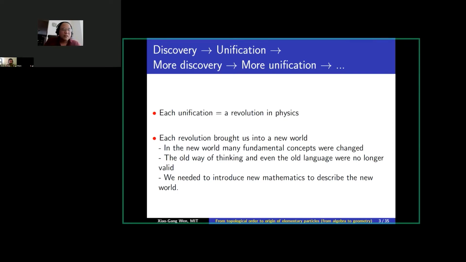Each unification is like a revolution in physics. And each revolution really brought us into a new world. We view our world differently, and many fundamental concepts may be changed. Even the language may need to be changed. That means we need to introduce new mathematics to describe the new world. So that's kind of a revolution in physics.